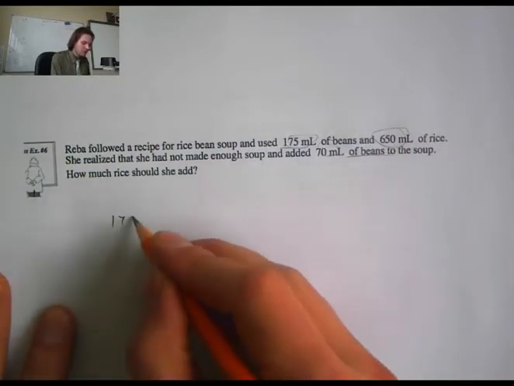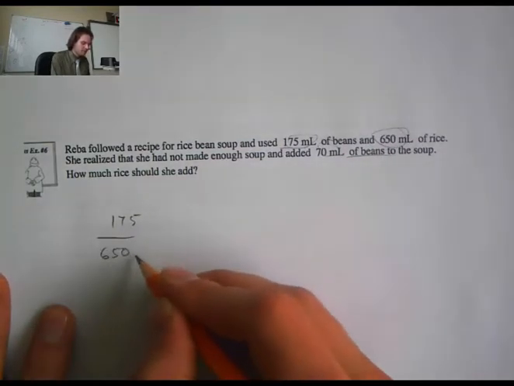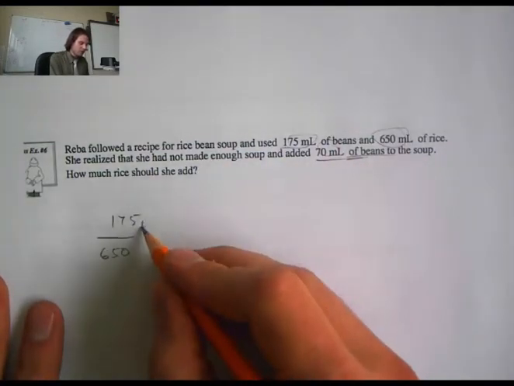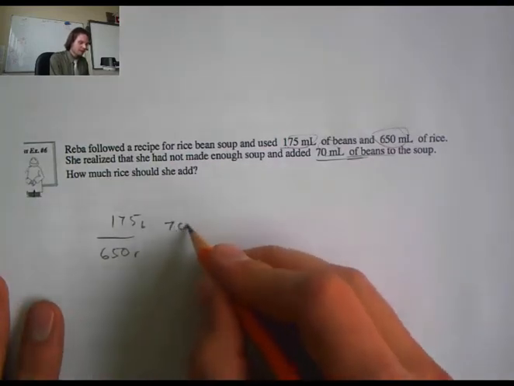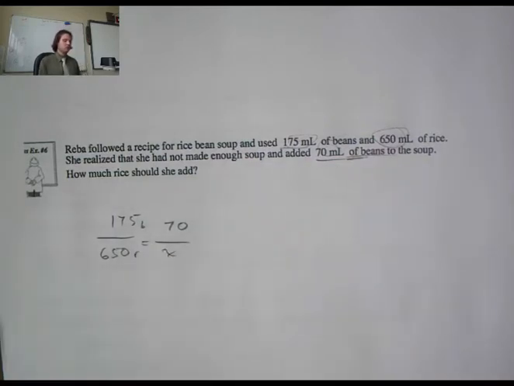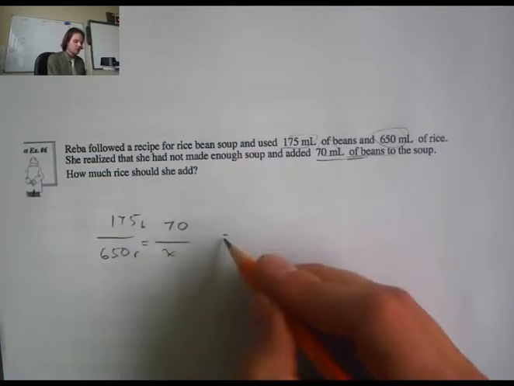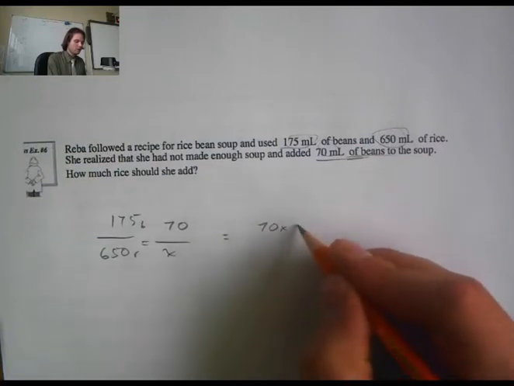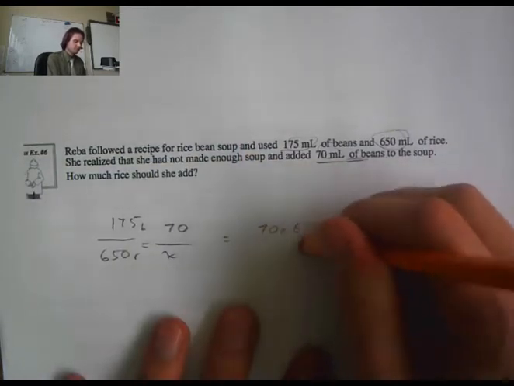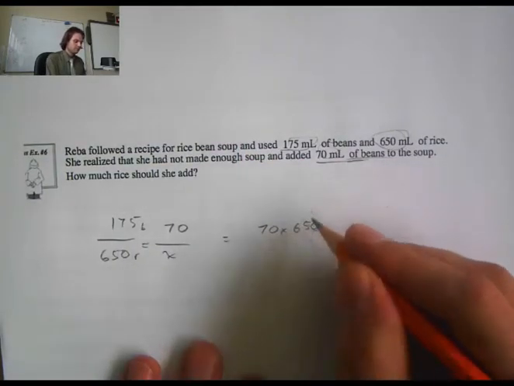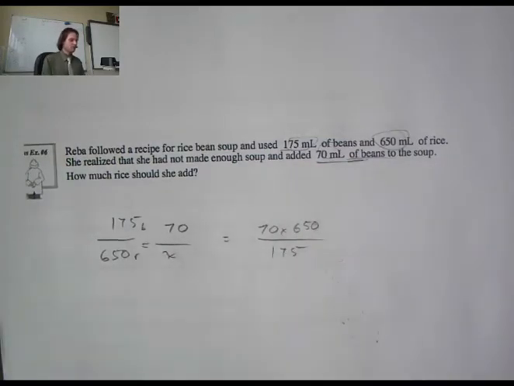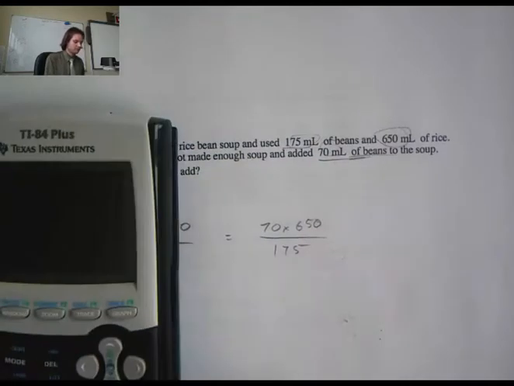So we have 175 all over 650. Okay, so that's my ratio. Now this is beans, so beans is on top. Beans, rice. So we have 70 over x. So we have to try and solve for that. So what I'm going to do is multiply 70 by 650, and then I'm going to divide that by 175. Okay? So I rearrange for x.